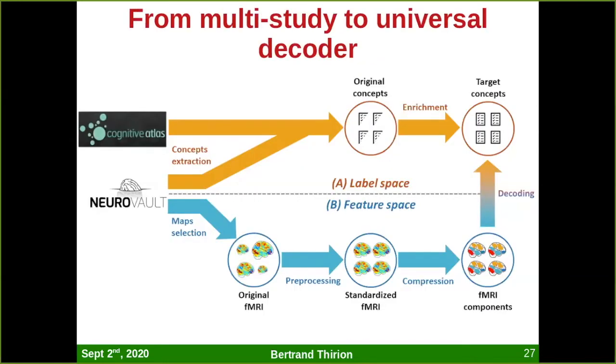But we want to go further. Now we want to extend the number of concepts. We want to go essentially into the wild with a much larger set of concepts. So to do so, we have redone this with the whole NeuroVault collection, which I have described previously. And the first thing to do, so from NeuroVault, we extract the brain images. We select the good maps. We pre-process, for instance, by standardizing them.